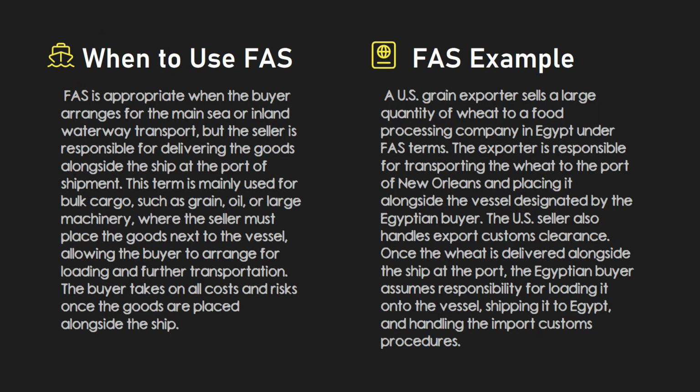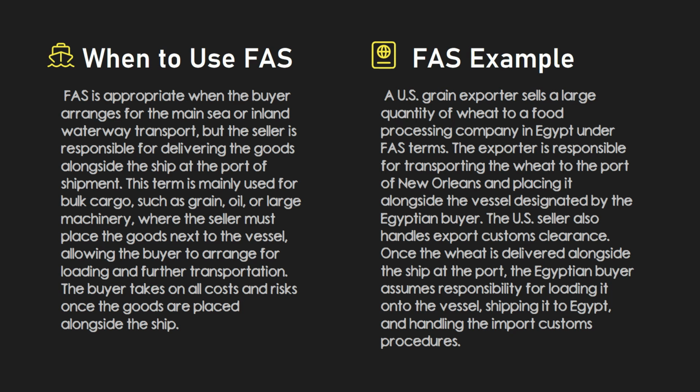Use FAS when the buyer handles the main sea or inland waterway transport, while the seller's obligation is to deliver the goods alongside the ship at the port of shipment. This is ideal for bulk cargo like grain or machinery, where the seller positions the goods next to the vessel and the buyer arranges for loading and further transport. The buyer takes over costs once the goods are alongside.